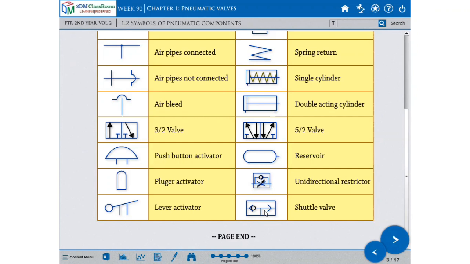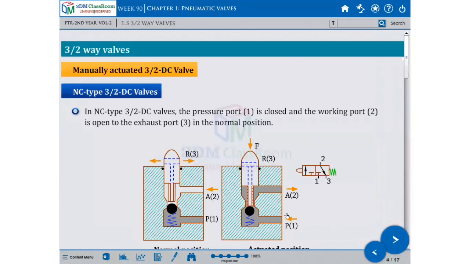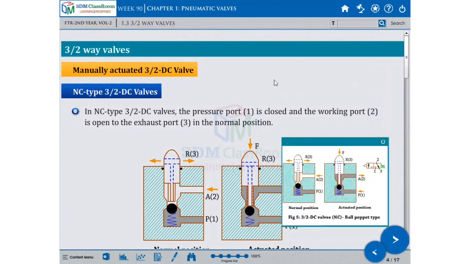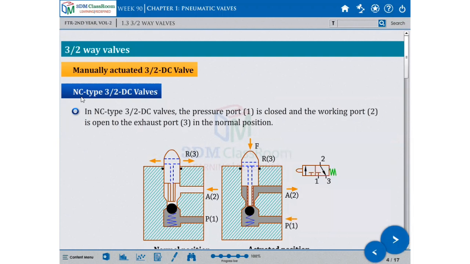Then this valve opens. Take a look, here this ball has to come here. Okay, then it will open. Take the shuttle valve symbol, they ask so many examples. What is the symbol of shuttle valve? Then next, 3x2 valve indicates how these valves are manually actuated by a 3-way DC valve. Now NC means normally closed.